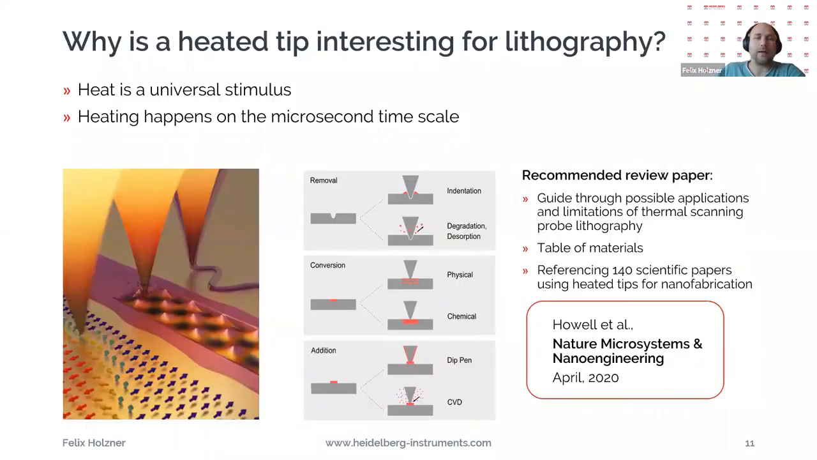Okay, so I guess most of you know the key concept is using this heated tip for nano patterning. And the question is, why is such a heated tip interesting for patterning at all? If you think about it, in principle, you can heat up any material, right? You just bring it in contact with this nanoscale heated tip and you heat it up, and all materials at some temperature at least react to heat.